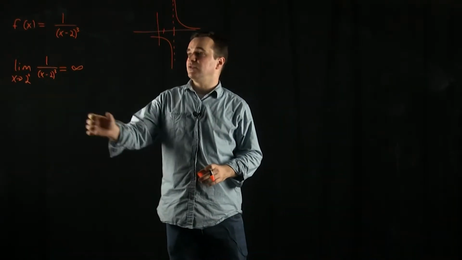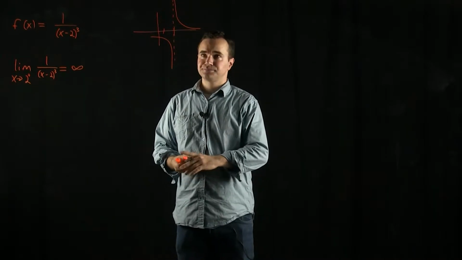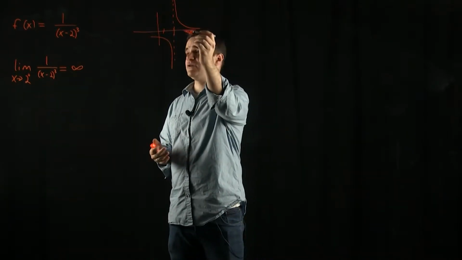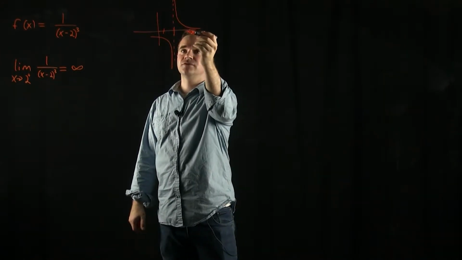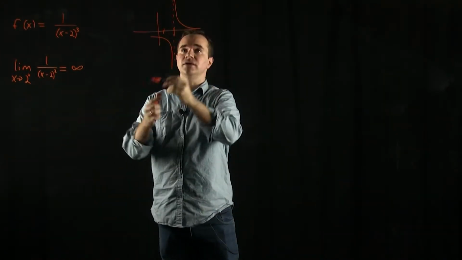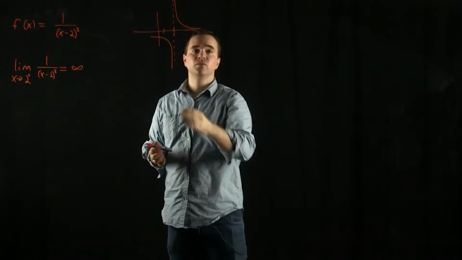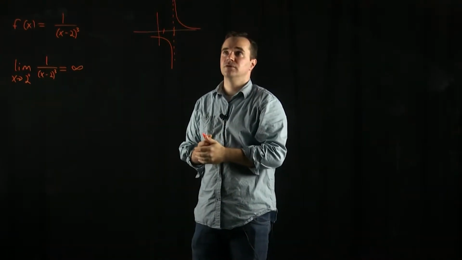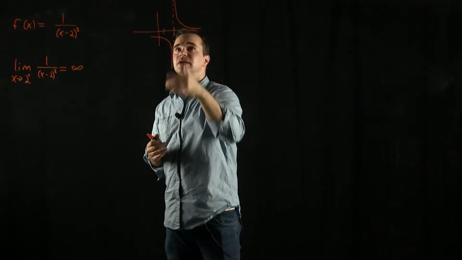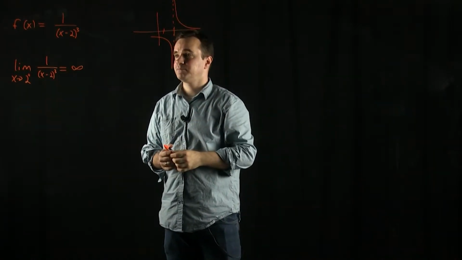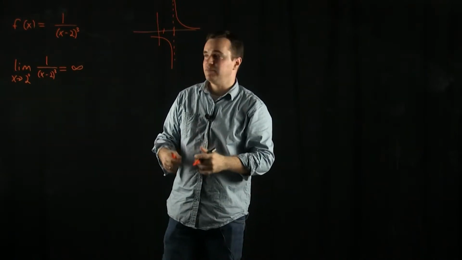In fact, what this is supposed to mean is that as those x values get closer and closer to a from the right, in this case closer and closer to 2, then your y values are growing without any bound at all. So no matter what number you pick, no matter how big it is, the y values are going to be even bigger than that no matter what. We call that an infinite limit.